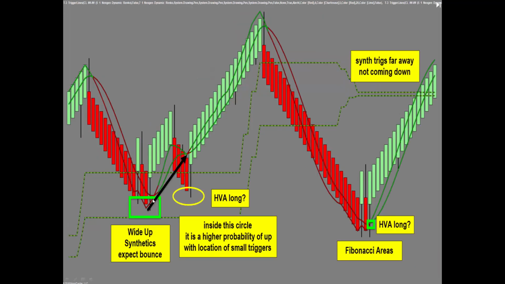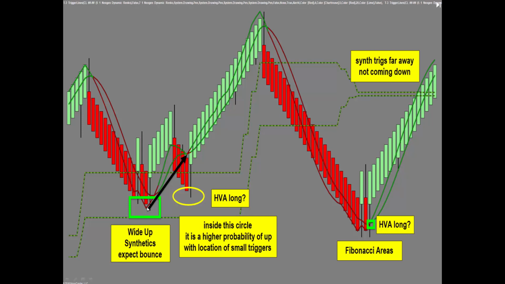Now you see a different pattern, really, where the market pulls back to wide synthetic triggers to the upside. Remember when we said, pulling back to a trigger line that's crossed to the upside gives us the potential for a bounce? Well, this is what it looks like when the market pulls back to a higher time frame trigger line that's crossed up. And we get a bounce.